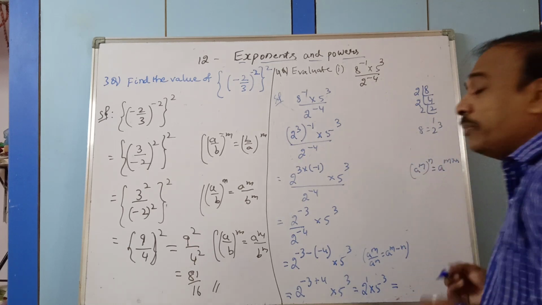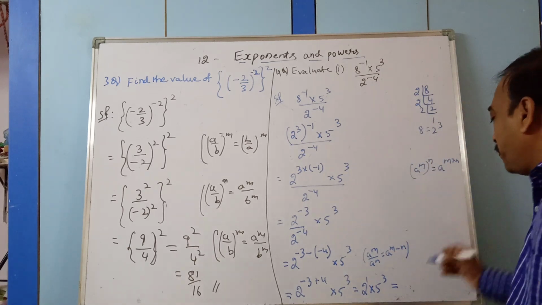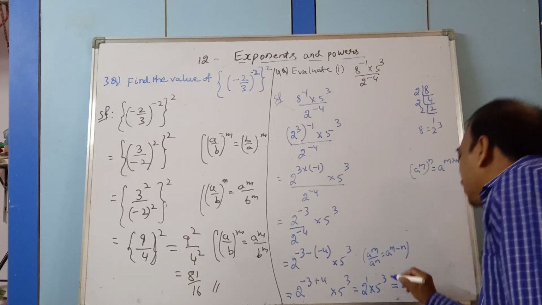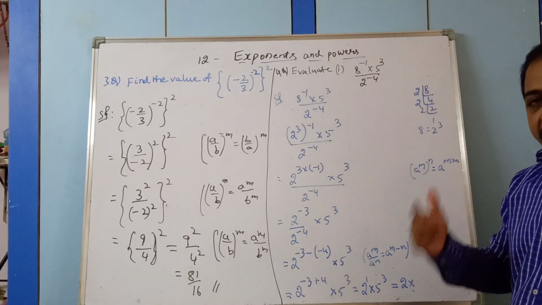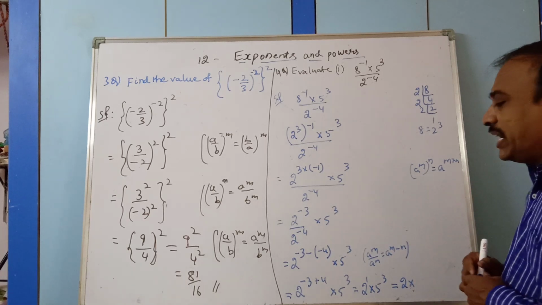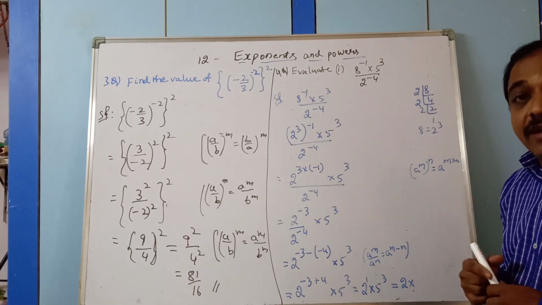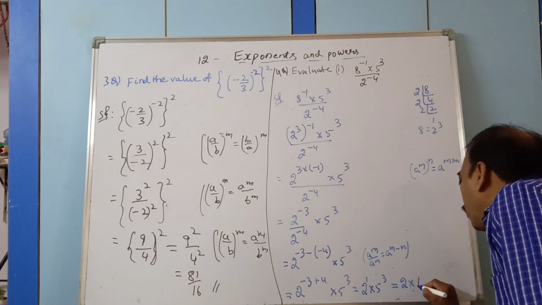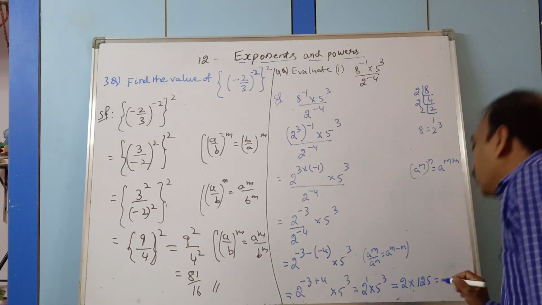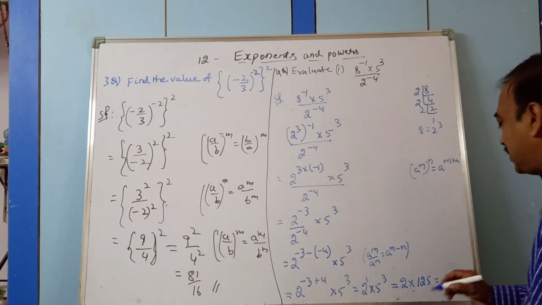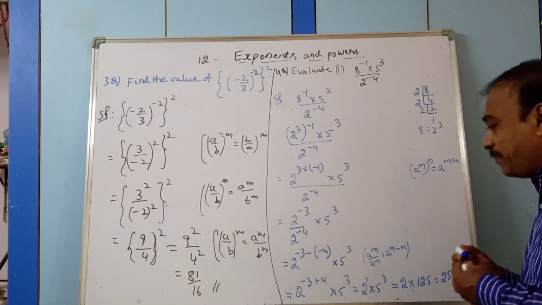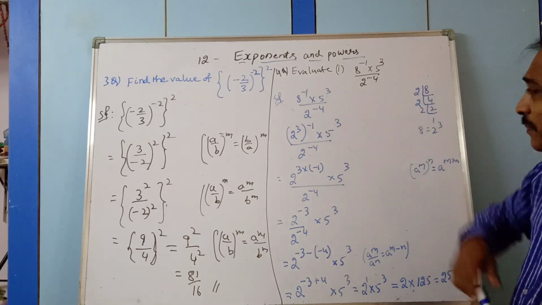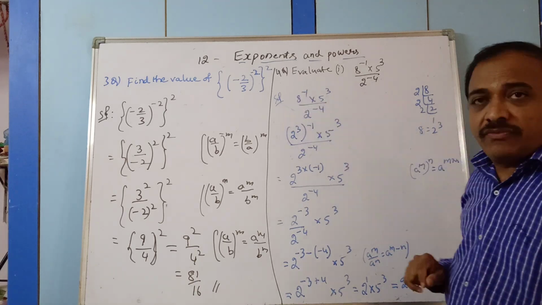Which is equal to, means 2 into, what is 5 power 3? 5 into 5 into 5. 5 5s are 25, 25 5s are 125. So 2 into 125 is equal to 250. 250.